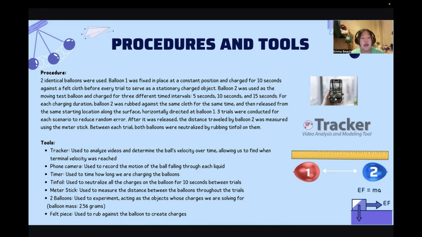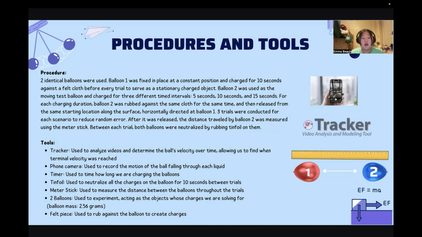So for tools, we used Tracker to analyze videos and determine the balloon's velocity over time, which is what allowed us to find when terminal velocity was reached. We used a phone camera to record the motion of the balloons, a timer to see how long we were charging the balloons for, tinfoil to neutralize all the charges, and we did that for 10 seconds in between each trial, and a meter stick which measured the distance between the balloons and also helped us make sure that for each trial we were starting at the same distance away between balloon 1 and balloon 2.